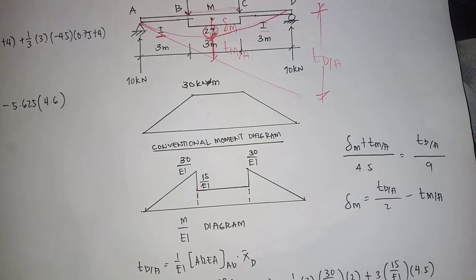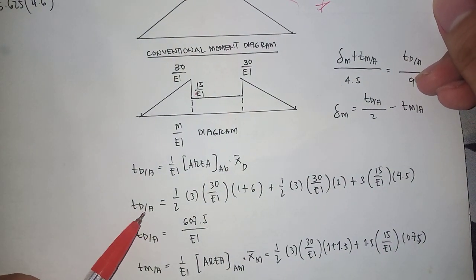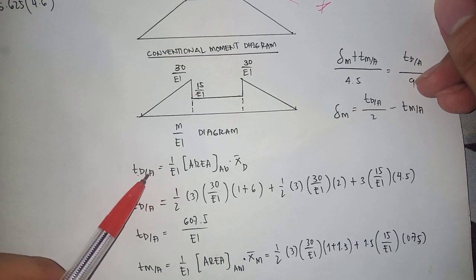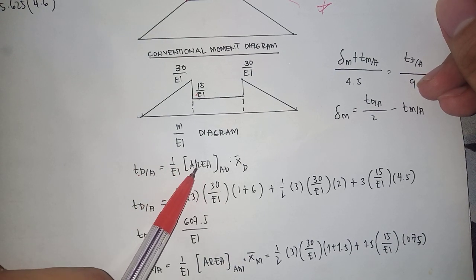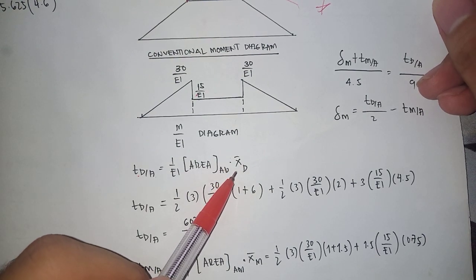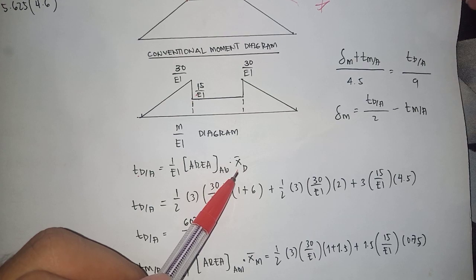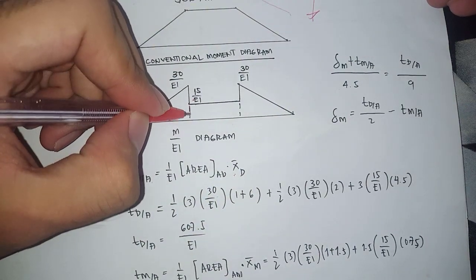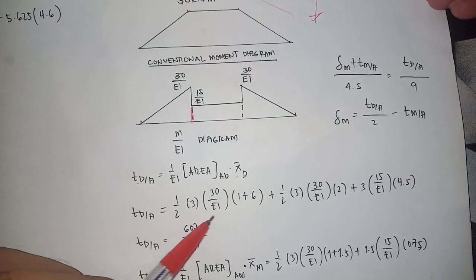So, paano po yun? Okay, mabilis lang naman to guys. So yung TDA ay equal saan? 1 over EI times area between A and D ng M over EI diagram times the distance of the centroid from point D. Okay, so ito madali lang to. Area ng triangle, 1/2 times 30 times 3 over EI. Ito yon.